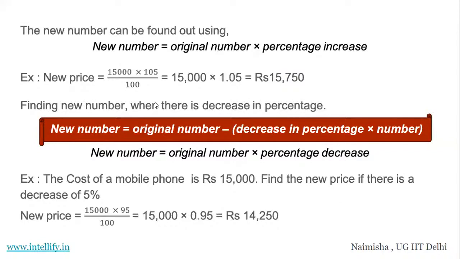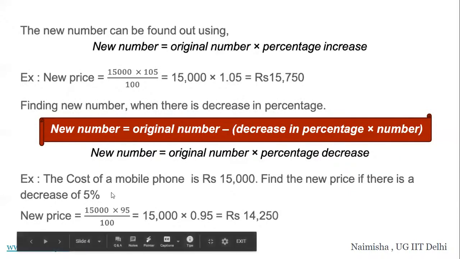Now let's consider finding a new number when there is a decrease in percentage. This is similar to the formula we studied before. New number is equal to original number minus decrease in percentage into number. Another formula is new number equals original number into percentage decrease.